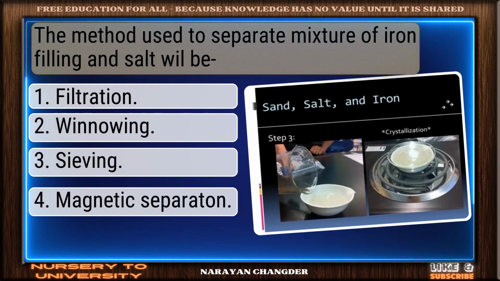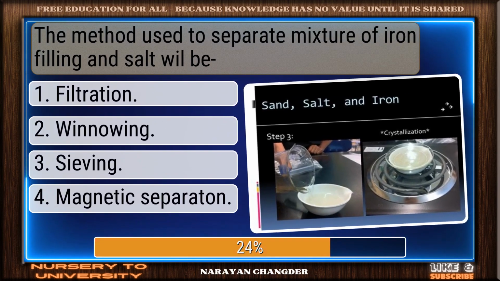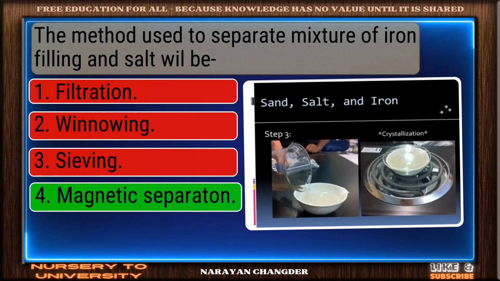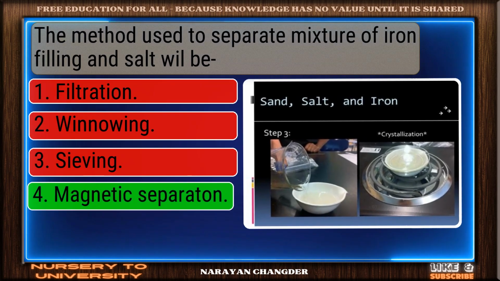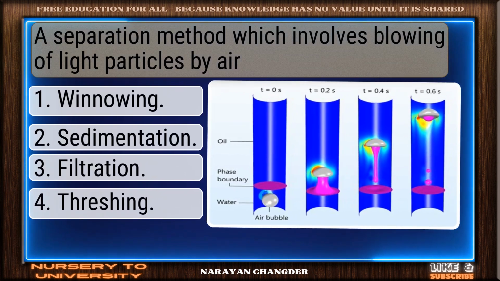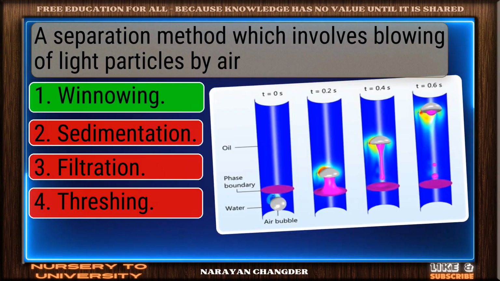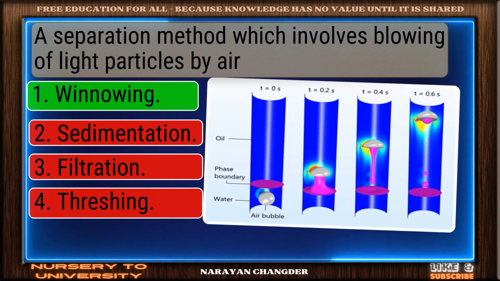The method used to separate a mixture of iron filings and salt will be... Good thinking. Magnetic separation is the right answer. A separation method which involves blowing of light particles by air. Sharp thinking. Winnowing is the right choice.